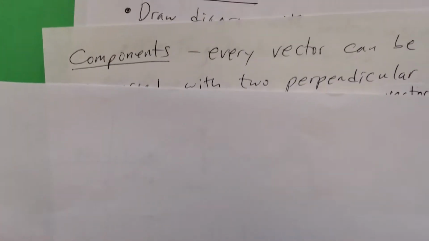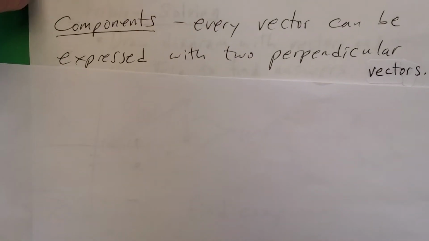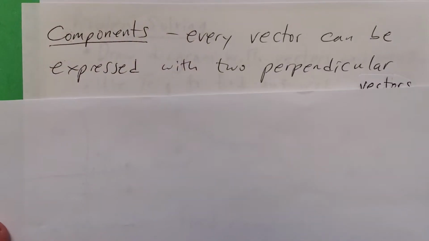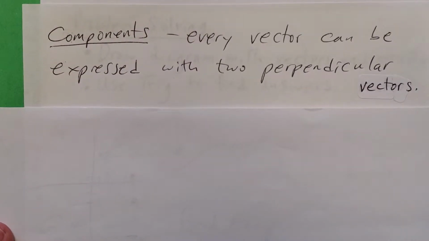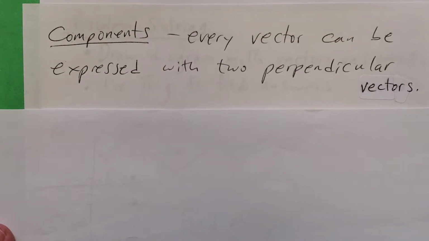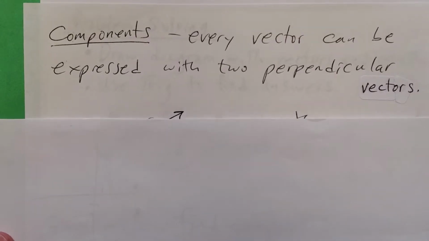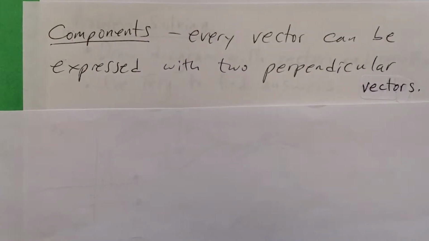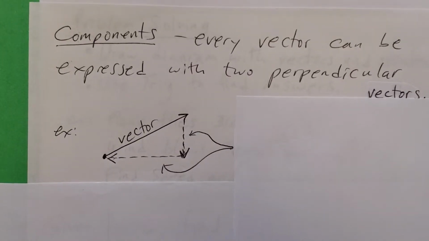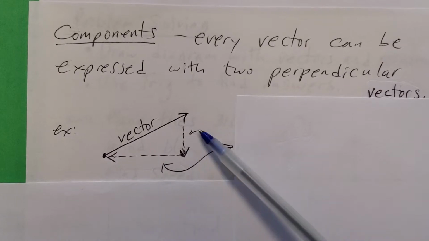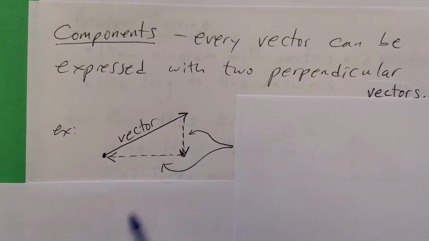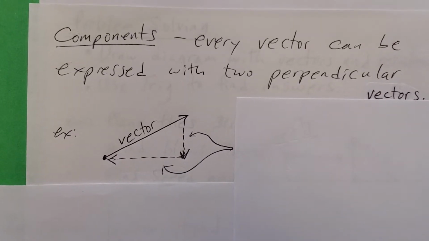Let's talk about the components of a vector. Every vector can be expressed with two perpendicular vectors. What that means is, if you have a vector, you can transform it into a right triangle, like this. So here's my vector, and if I draw a vertical and a horizontal, you will get a right triangle.